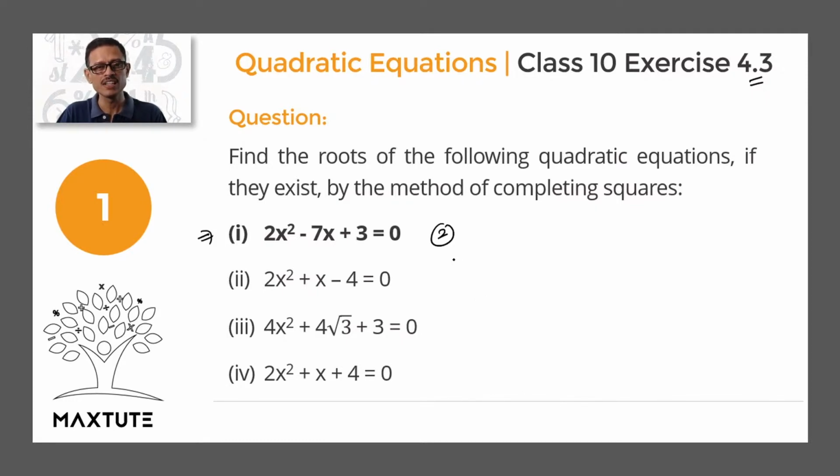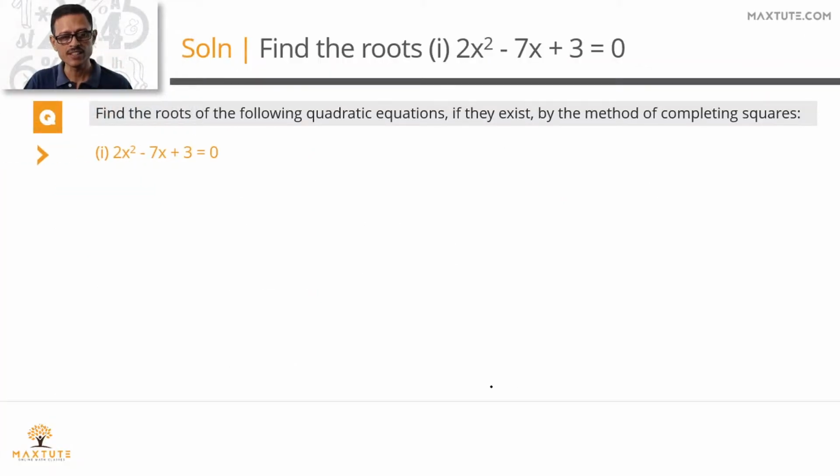As we are solving this, we'll also check out why those steps are done the way they are done. Let's get started with the first of the quadratic equations: 2x square minus 7x plus 3 equals 0. What do we mean by completing squares?